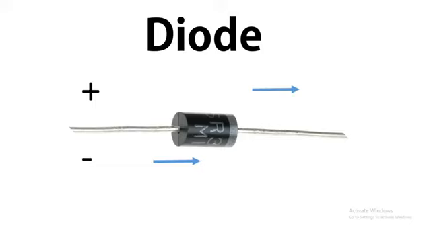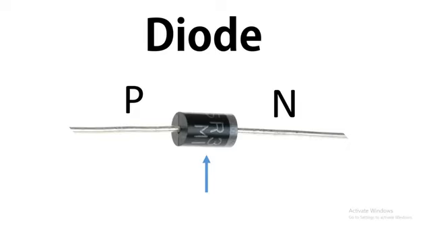At the same time, the positive current is not able to pass at the other side, meaning from the negative side, but the negative current is able to flow from the negative side to the positive. This side is called positive, P, and this side is called N, meaning negative. This P and N are joined at the center, so this middle is called the PN junction.